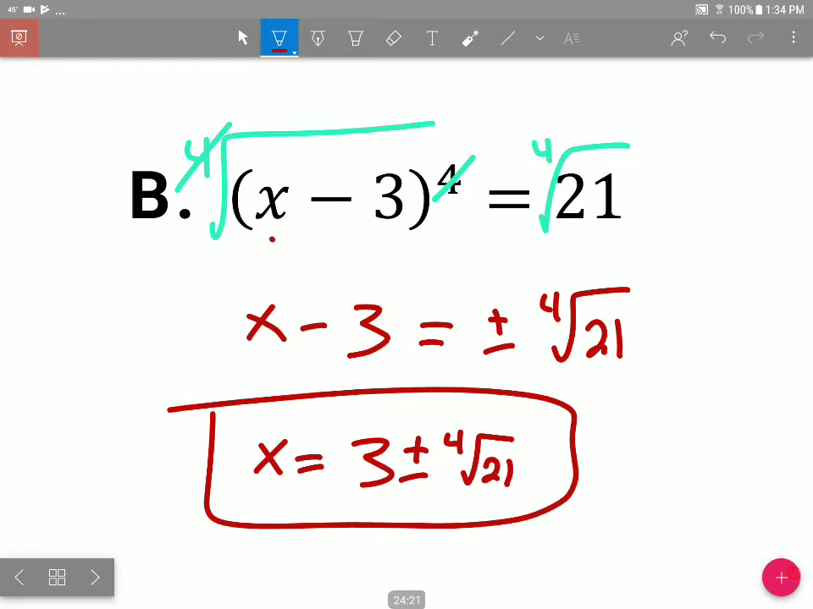How are y'all tracking on me? Give me 5 to 1. 5, I got this easy peasy. 4, I'm okay. 3 and 2, I'm lost. Sweet. All right.